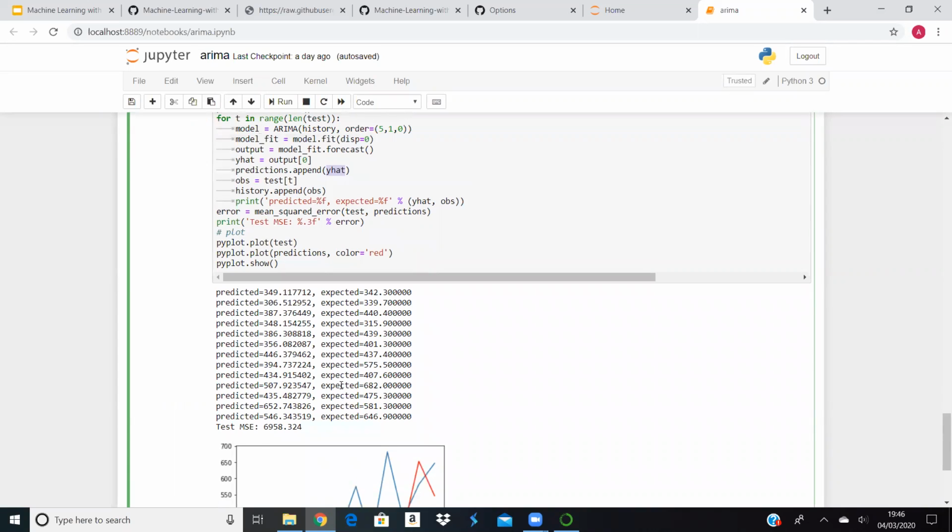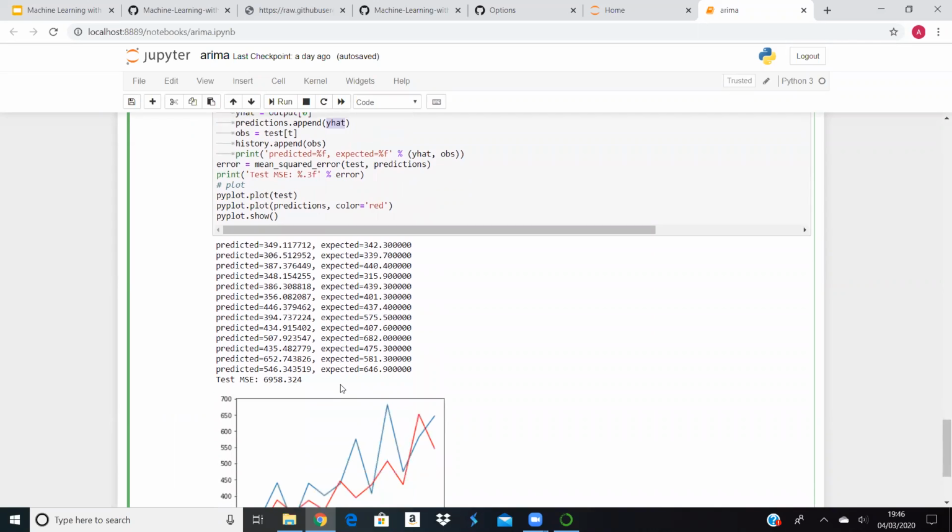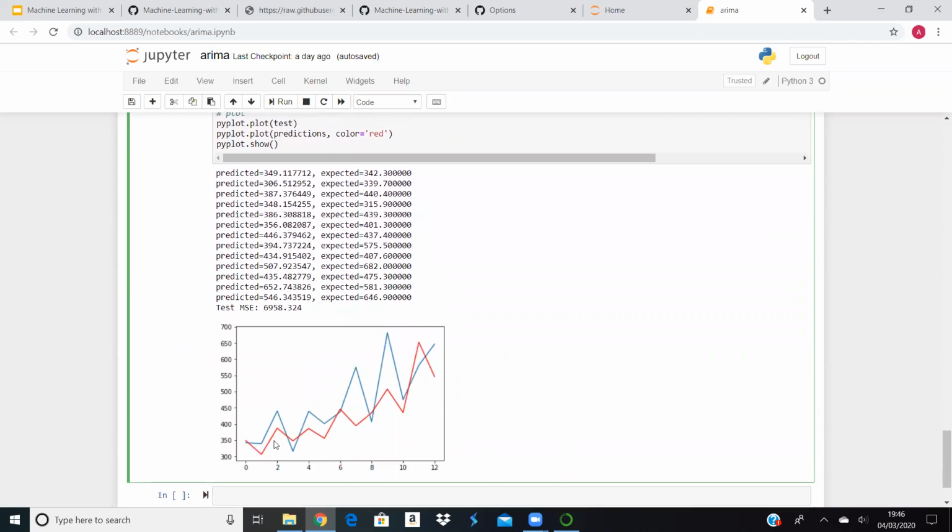One is the prediction and the actual one, the test data and the prediction. So we can see the predictions are marked in red. So this is the difference between the test data and the prediction.